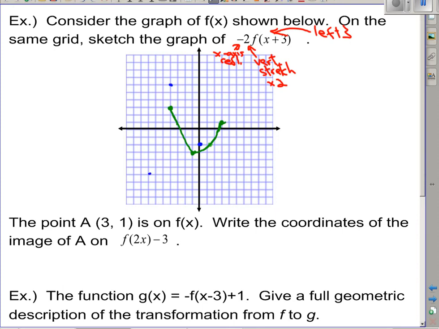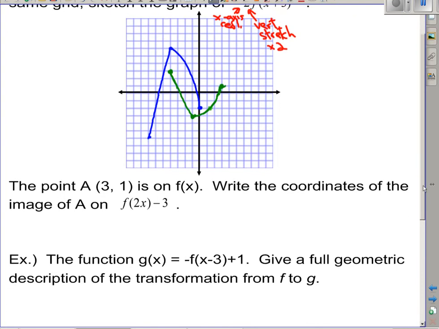Okay. Finally, I'm going to connect my points. So I have this curved bit to start with, and then the line. Okay, that gives us the general shape.